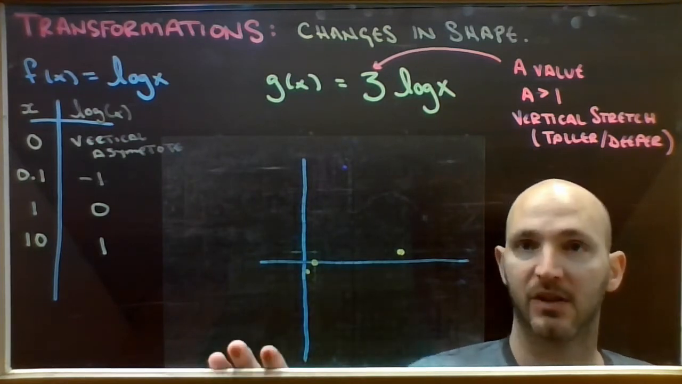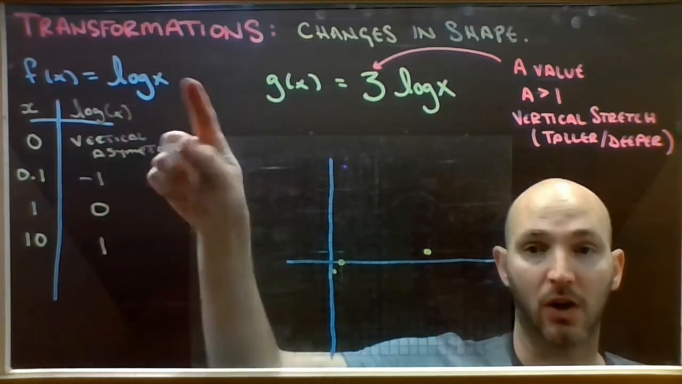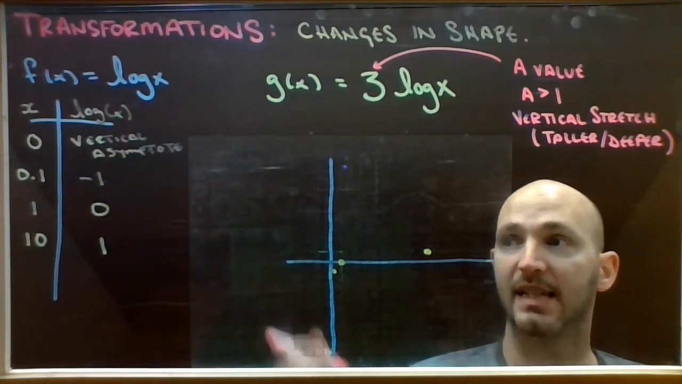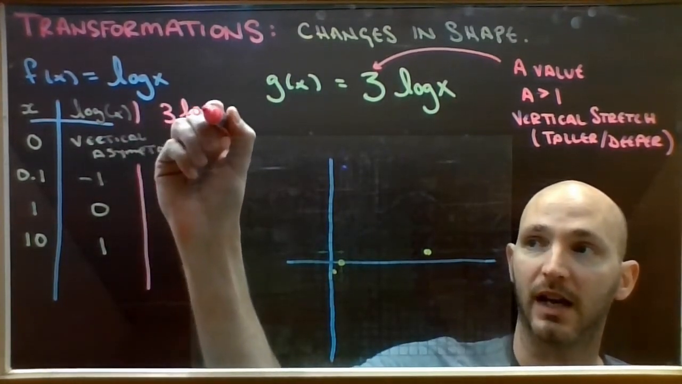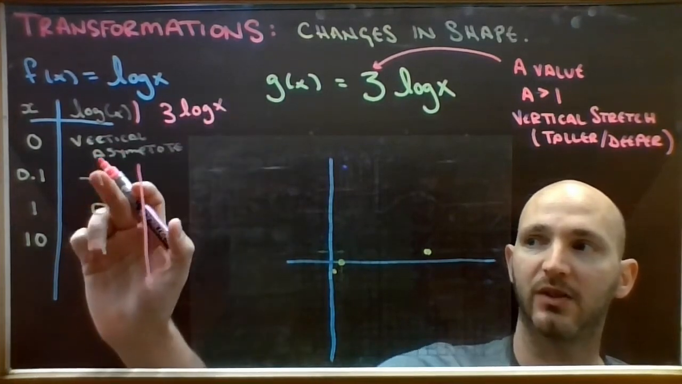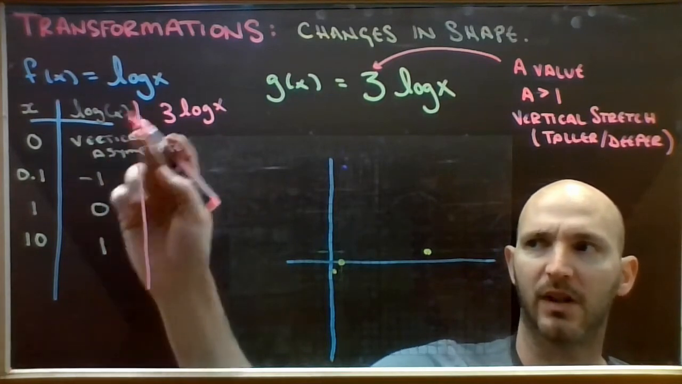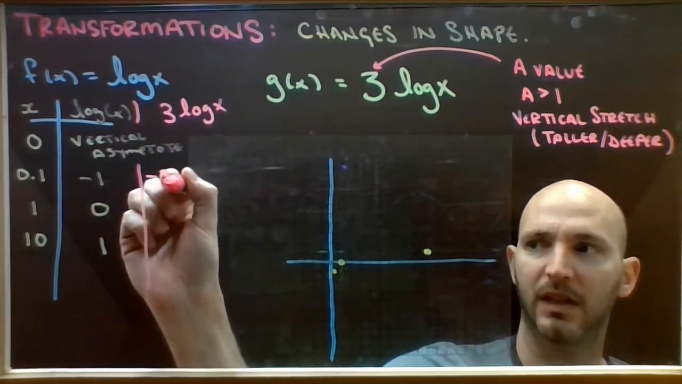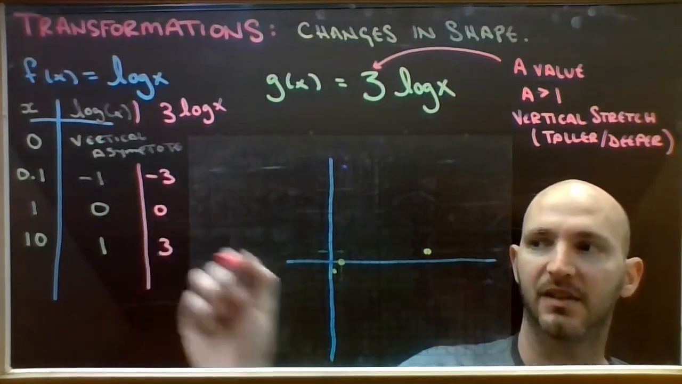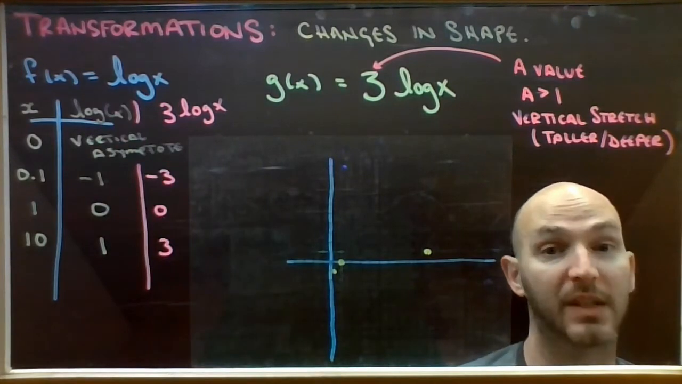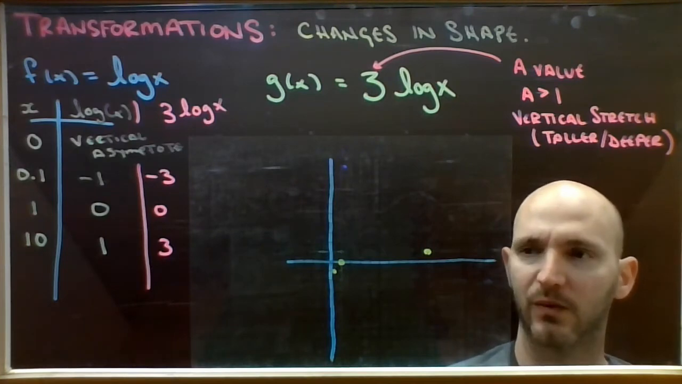So mathematically, the way you do this, these numbers are log x. What I'm trying to sketch is 3 log x. So all I have to do is take these numbers and triple them. So -1 times 3 would be -3. 0 times 3 would be 0, and 1 times 3 is 3. And a vertical asymptote which goes to -infinity will be -infinity times 3, which is just -infinity.